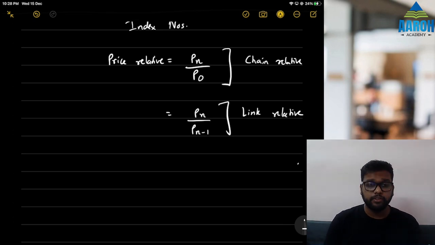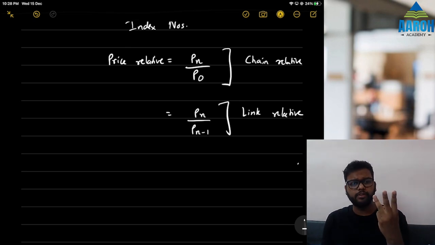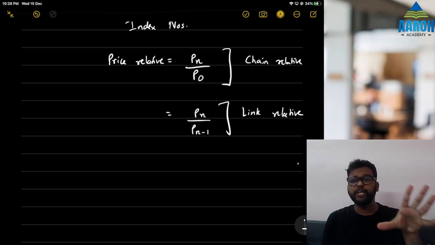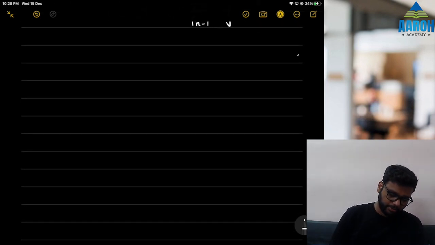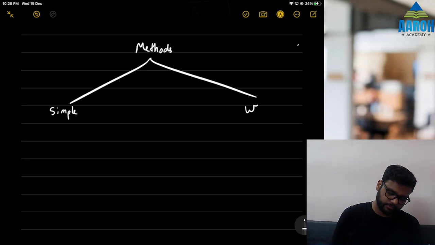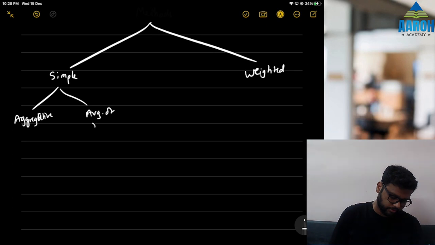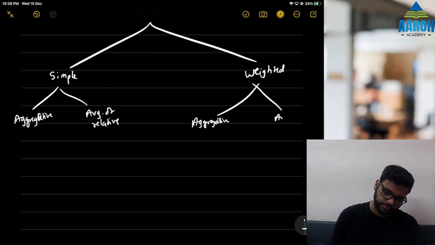Okay. Then index numbers can be based on price, quantity or value. Value index number is only one, but price and quantity index numbers can be calculated using multiple ways. Let's see those multiple ways. So methods of calculating index numbers are divided into two main parts: simple methods and weighted methods. Again, there are two parts: aggregative and average of relatives. Same, aggregative and average of relatives. That's it.